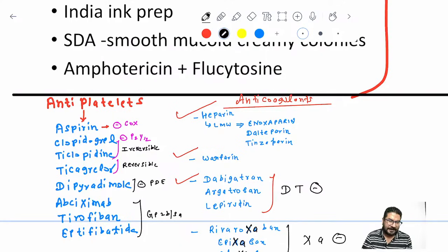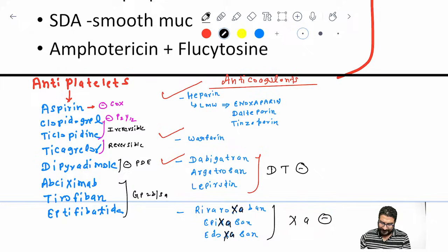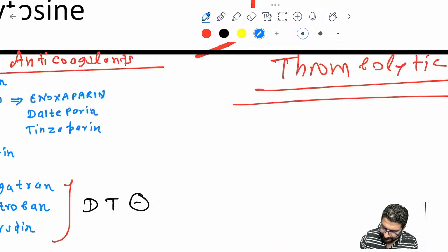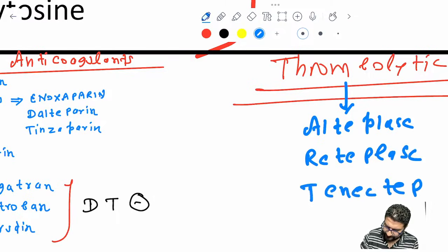Now coming to thrombolytics. So alteplase, reteplase, anistreplase, tenecteplase, these are thrombolytics. So I repeat, understand this thing. Thrombolytics are drugs like alteplase, reteplase, tenecteplase, anistreplase, streptokinase, urokinase. Am I clear?